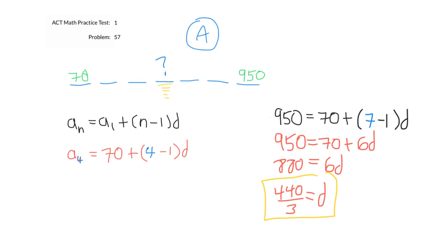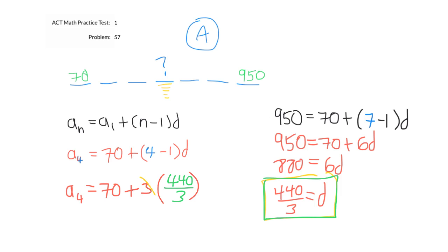And I'm actually seeing a cool cancellation that's going to occur. So we have a sub 4 equals 70 plus, let's just get this over with, because ultimately our goal is to find a sub 4, right? Now we have d, so that's all we needed. So a sub 4 equals 70 plus, that's going to be 3 times d, right? So it's plus 3 times whatever d is. Well, we have d. It's right here. That's d right there. 440 over 3.